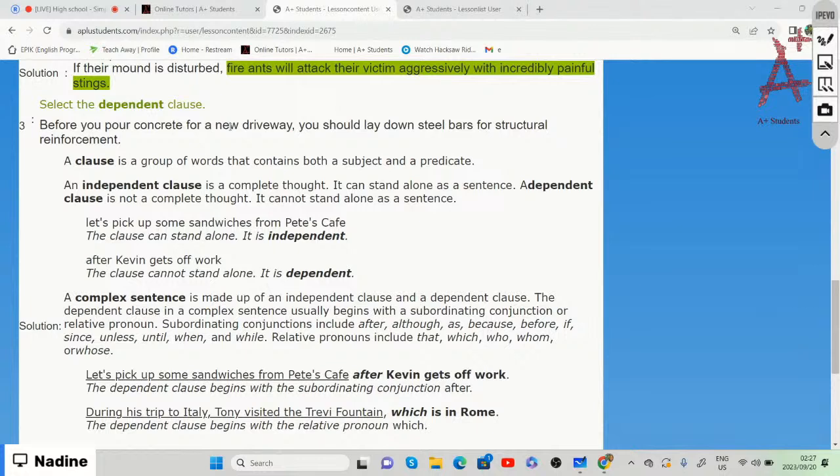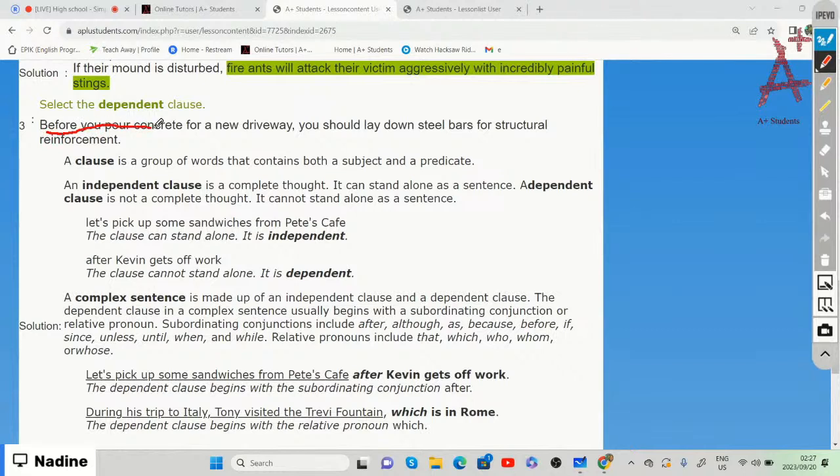So if we now look at that sentence, we need to select the dependent clause within that sentence. The dependent clause is a clause that cannot stand on its own. And now we are going to identify what is a dependent clause. So if we select our dependent clause, it will be before you pour concrete.